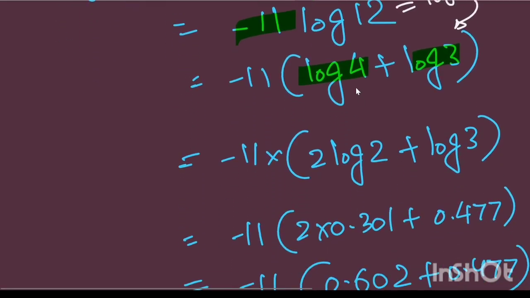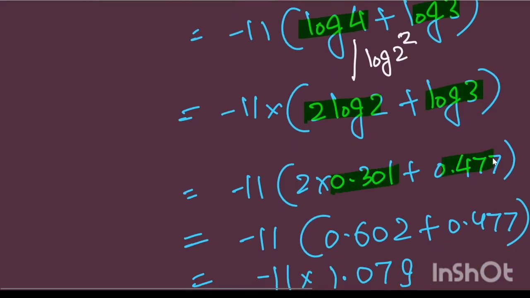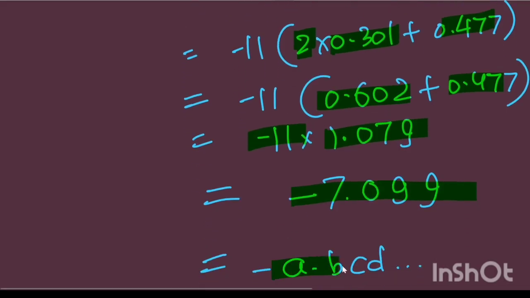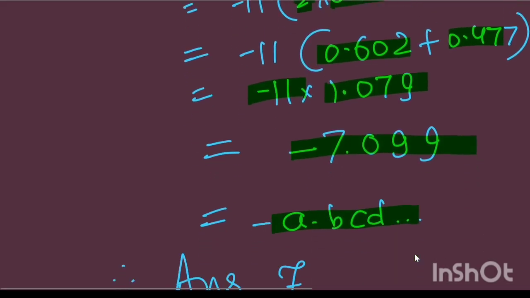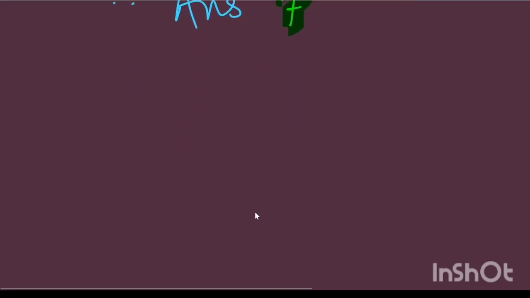Log 4 is log 2 square, which is 2 log 2 in the next step. 2 log 2, log 3 as it is, log 2 value is substituted. Log 3 is substituted, log 2 is multiplied by 2. So this gives this plus this as 1.079 multiplying by minus 11. A bit of calculation, definitely there is minus 7.099. So this is again of the form minus a point b c d. So a is what, guys? 7. So that is the answer. A is 7. So 7 is the answer. Okay, guys.